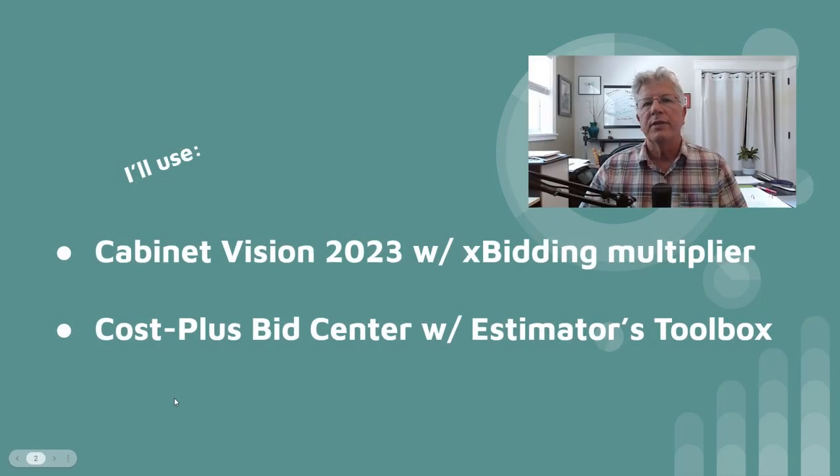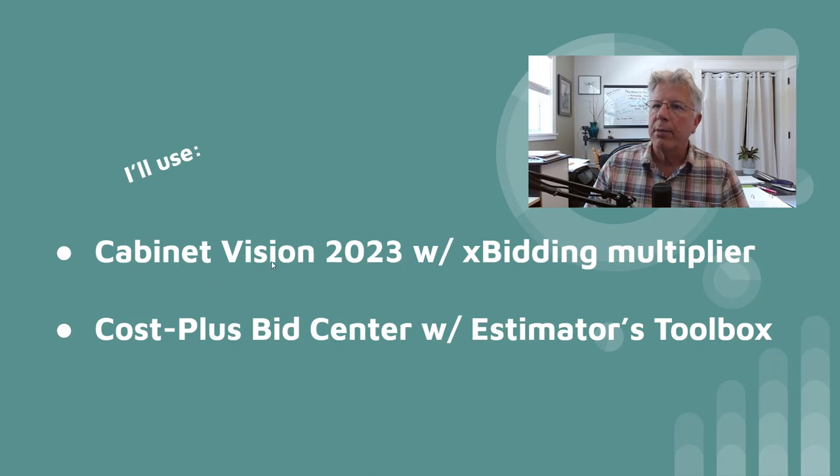So today I'm going to bid this kitchen in an apartment that's located, in this case, in San Francisco. I'm going to use Cabinet Vision 2023 with the X-Bidding multiplier, and I'm also going to use the Cost Plus Bid Center with the Estimator's Toolbox. And Estimator's Toolbox comes with the Cost Plus Bid Center.